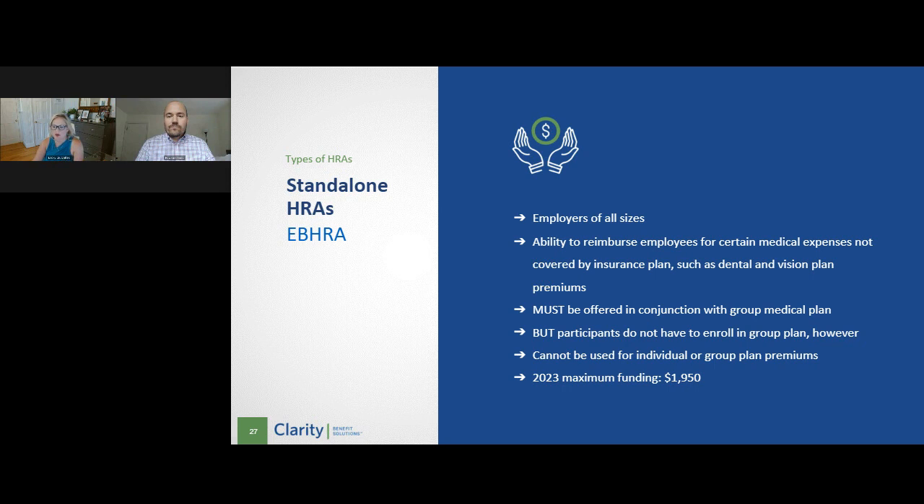So the EBHRA may or may not be integrated with a group plan, and that makes it really hard to classify. EBHRAs cannot be used for individual or group plan premiums. And in 2023, the maximum annual contribution cannot exceed $1,950.